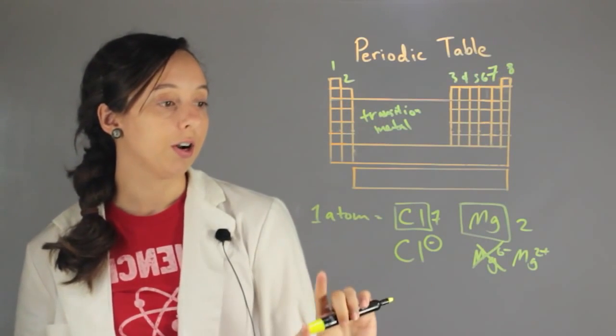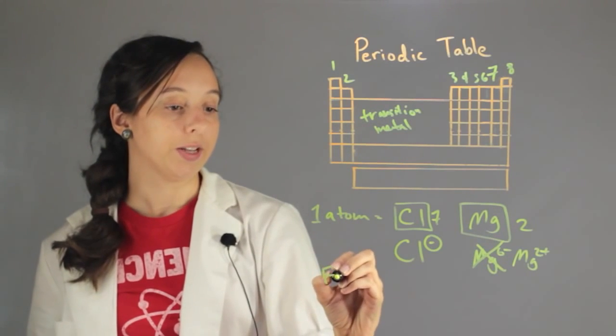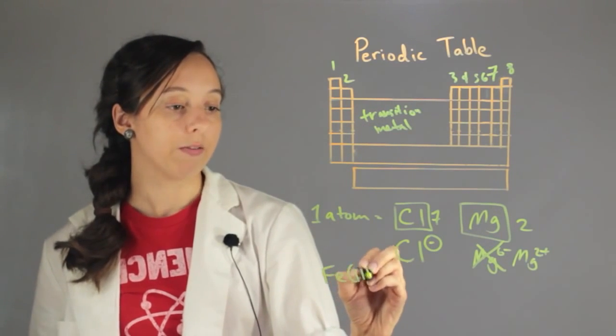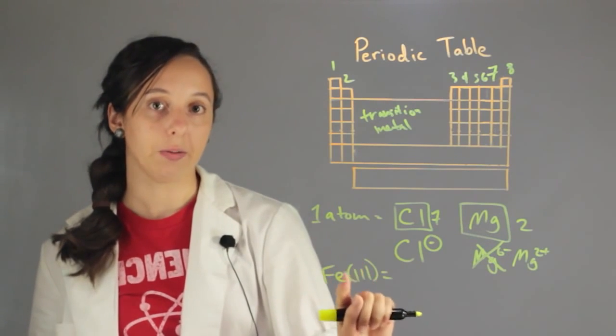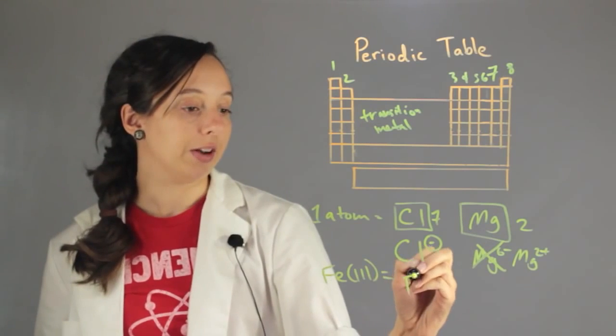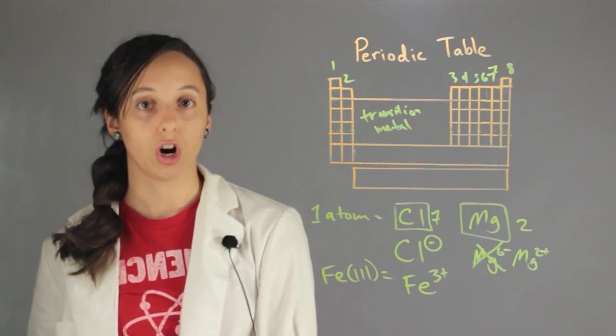So another type of ion is a transition metal, and these are a lot easier because they'll just tell you by Roman numerals. So if you ever see this, iron with a little 3 in parentheses, this means that you have an iron atom with a 3+ charge.